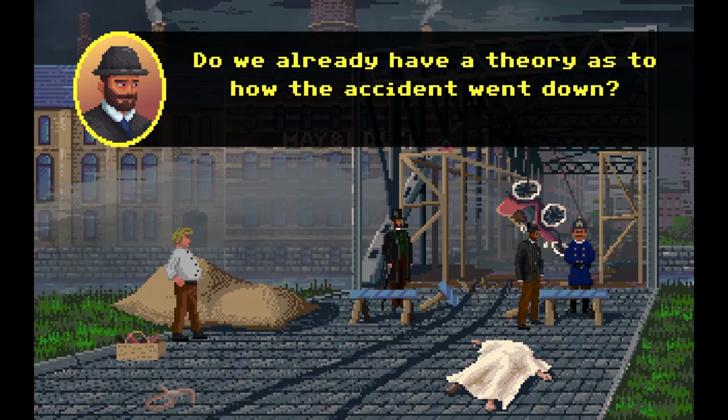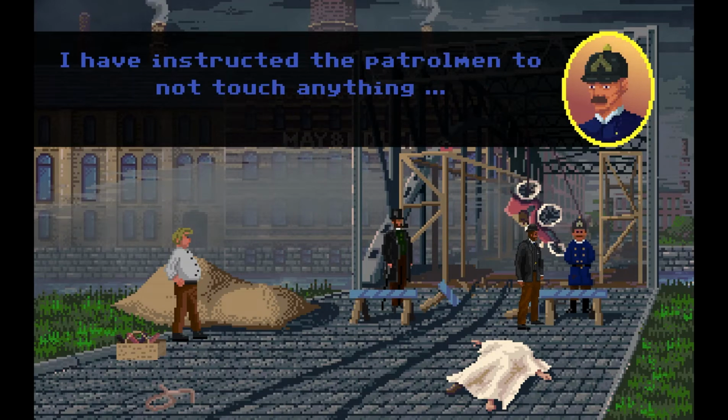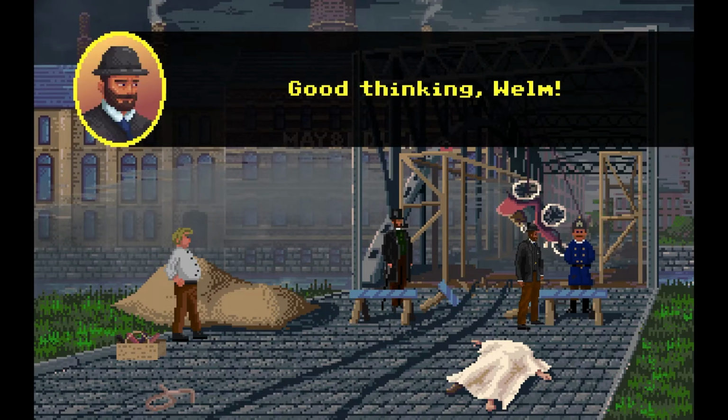Cause. Haben wir schon eine Vermutung, wie es zu dem Unfall kam? Das Bremsband ist gerissen und der Fahrer konnte den Motorwagen nicht mehr stoppen. Ich habe die Schutzmänner angewiesen, nichts anzufassen, damit sie sich selbst ein Bild machen können. Schön, dass Sie mitdenken, Van.